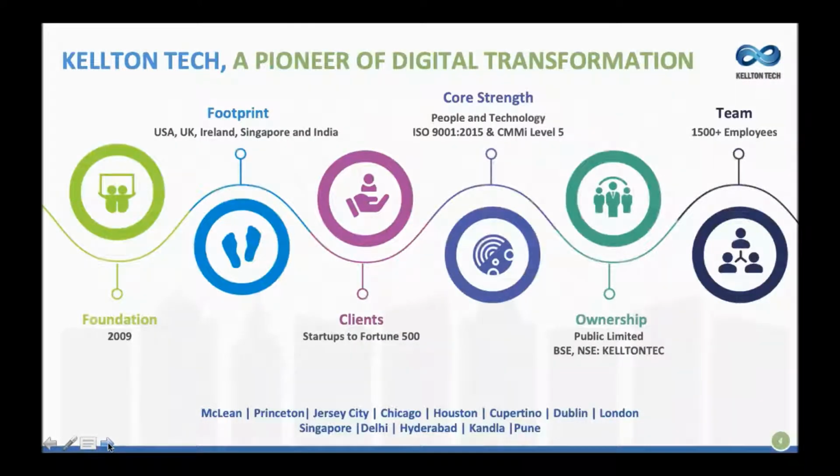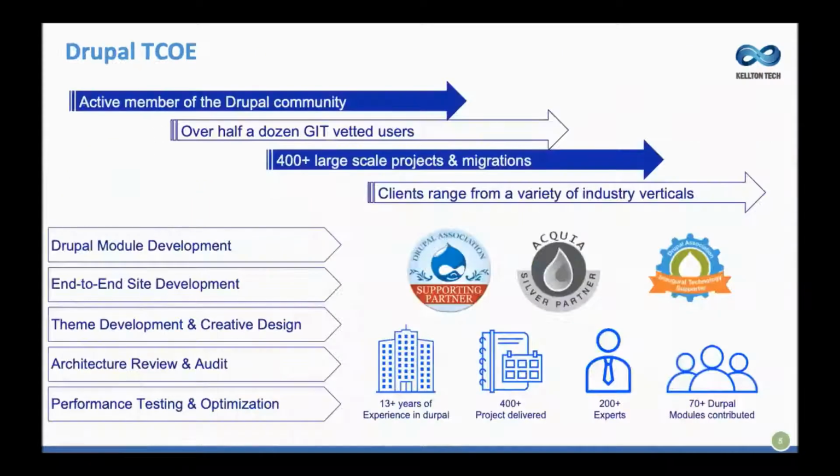So just a quick overview on Kellton Tech. We're a pioneer of digital transformation. We are present across the globe, with huge offices in USA, India, UK, Ireland, and Singapore. Our core strengths are people and technology, and we're certified in ISO and CMMI at the highest levels. We have 1,500 plus employees, and in fact, quite a lot more than that. Founded in 2009, we have clients across the entire range of enterprise, from the startup level right up to Fortune 500 across many verticals, and we're publicly owned and on the Indian Stock Exchange. Offices across the globe include many in the US, many in India, and also Dublin and London as well. So we are present in a lot of places.